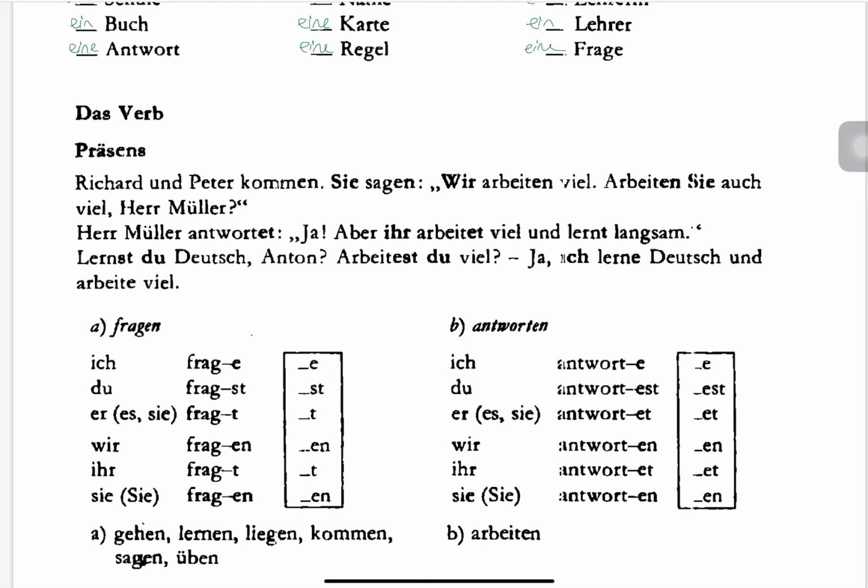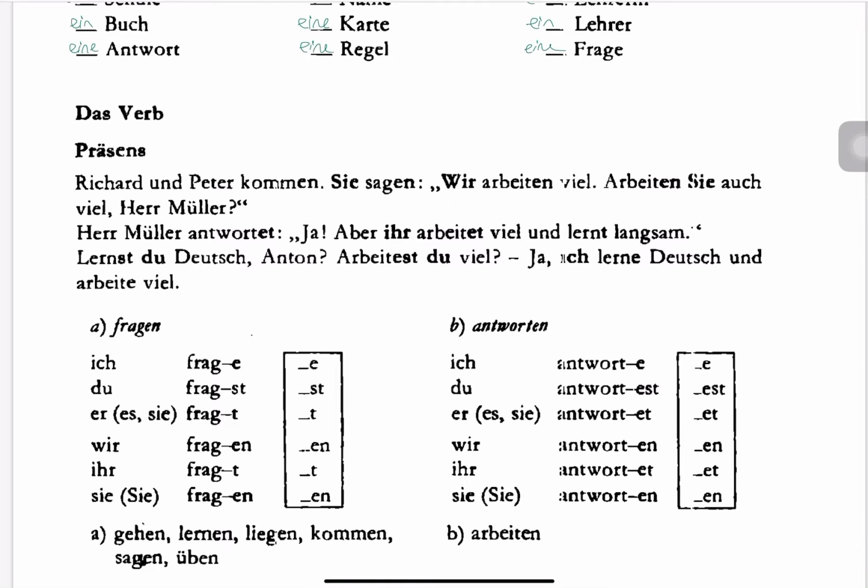Hello, we continue with the second lecture. We start with das Verb. Das Verb means the verb. Okay? And in the German language, like in English, we also have the present tense.